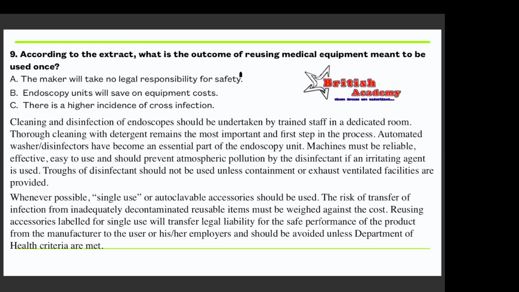Ninth one: according to the extract, what is the outcome of reusing medical equipment meant to be used once? So what happens if a particular person uses medical equipment which is labeled as used once? If they use it again, what happens? There are 3 options given. Don't look at the options. Read the text first. Read it properly, understand it, then choose the right option. I'll give you 2 minutes. It is very easy. 2 minutes.